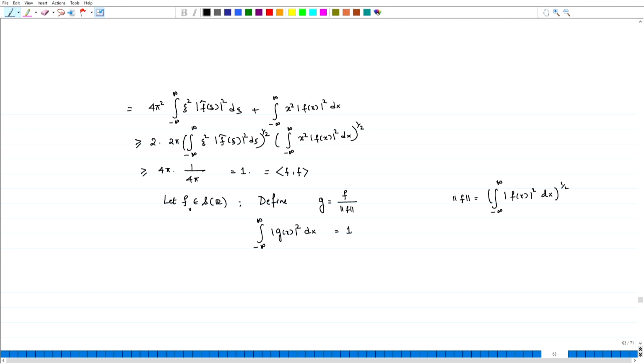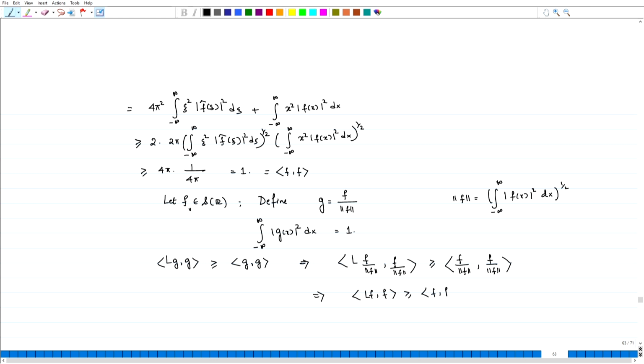is equal to 1. Therefore, we can apply what we know: the inner product <Lg, g> is greater than or equal to <g, g>. This will imply that <L(f/||f||), f/||f||> is greater than or equal to the corresponding term for f. L is a linear operator, so you can pull it out. So, this is <Lf, f>. This shows that if the Heisenberg uncertainty principle holds, then this is going to be true.